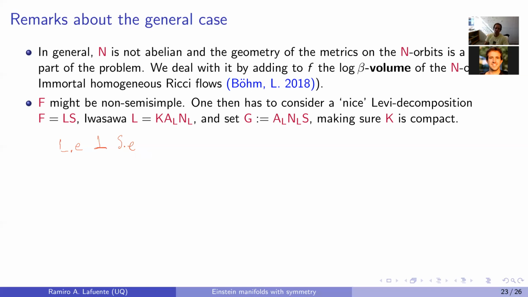And now, what's the group G, right? We need a solvable group with compact orbit space. So, well, consider the Iwasawa decomposition for the semisimple part, K, A, N in L, and then simply take G as this subgroup, AN times S.